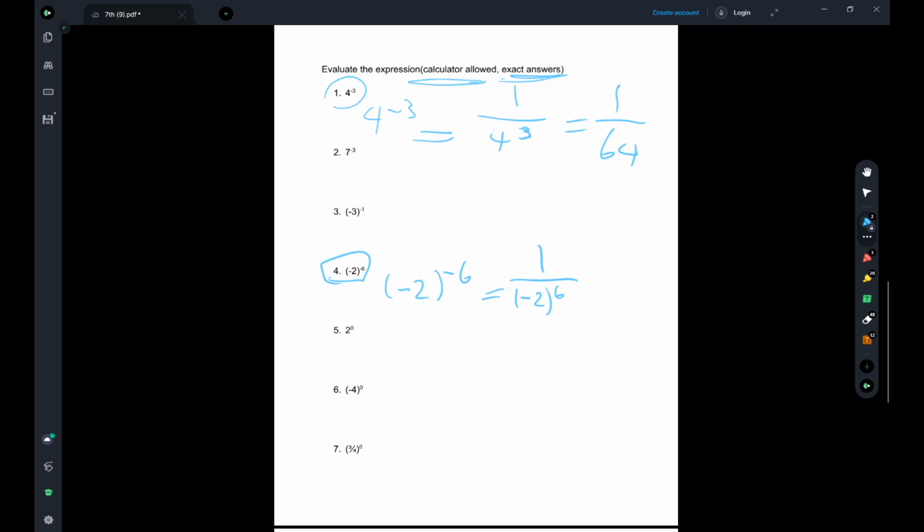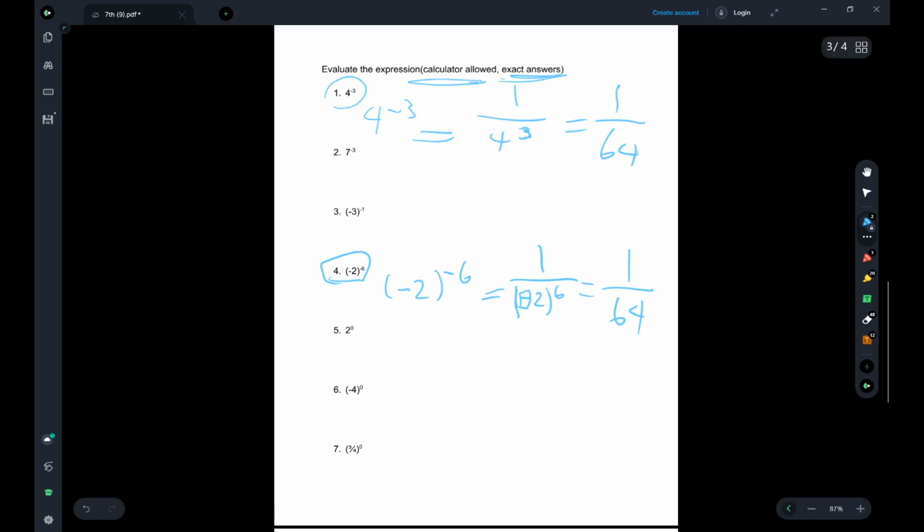And since it's a negative, normally if this exponent is odd, then your final answer would be a negative. But if it isn't, then it would be positive. So this answer equals 1 over 64. But don't let this negative confuse you.